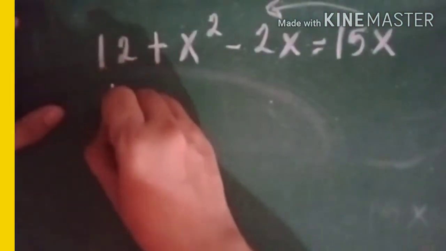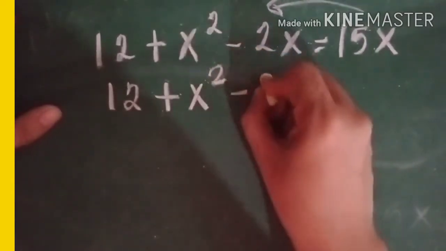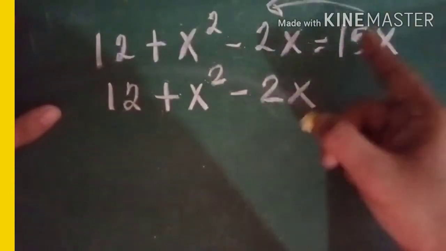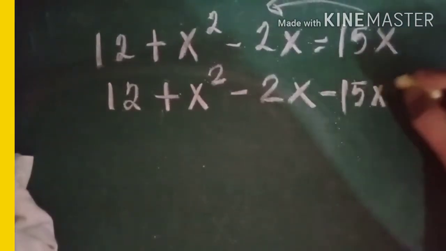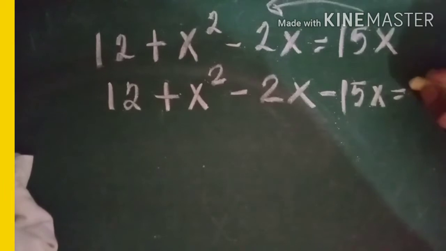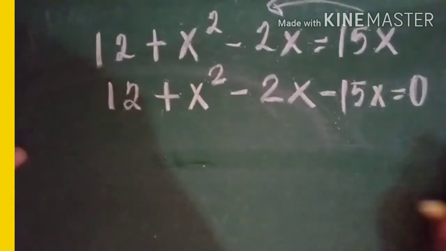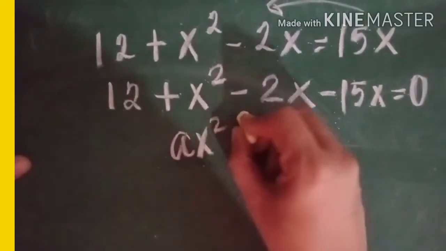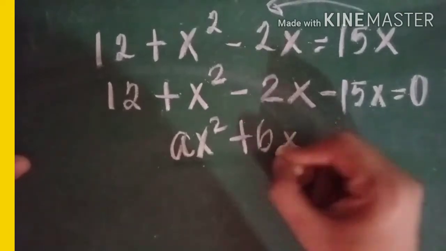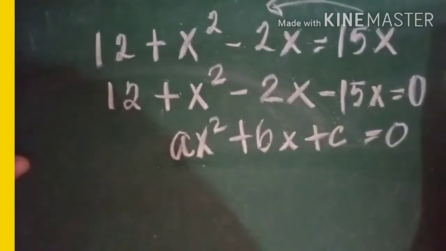So, 12 plus x squared minus 2x equals 15x. Equate natin sa 0. So, ililipat natin yung 15x sa left side. So, 12 plus x squared minus 2x. Pag nilipat natin yung positive 15x, magbabago yung sign, magiging negative 15x. Then, equal sa 0. And then, iaayos lang natin siya. So, we have the standard form of the equation, ax squared plus bx plus c equals 0.